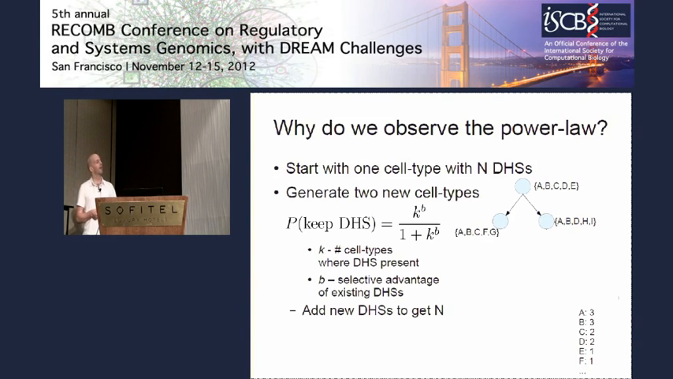And the DHSs that are found in the children are determined by the parent. So the rule that I'm using is that each DHS in the parent is copied into the children with a probability which is given by this equation here. Here, K represents the specificity, the number of cell types where the DHS is present, and B is a parameter, which I'll be referring to as the bias or the selective advantage. So in this example here, you can see that A and B both got copied into the children.